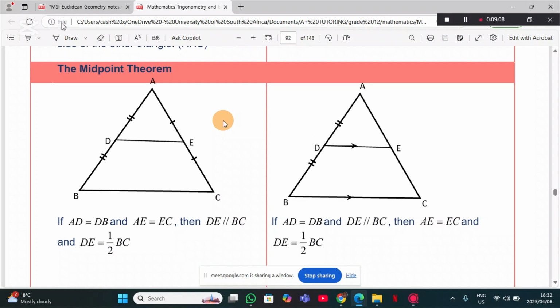So the midpoint theorem is saying that if this half is equal to that half, and this half is equal to that half, then this one is half of that. You see, DE is equal to a half of BC. And these are parallel, right? So in this case, what we are trying to prove is that we are given that the lines are parallel, and we want to prove whether this and this are equal.